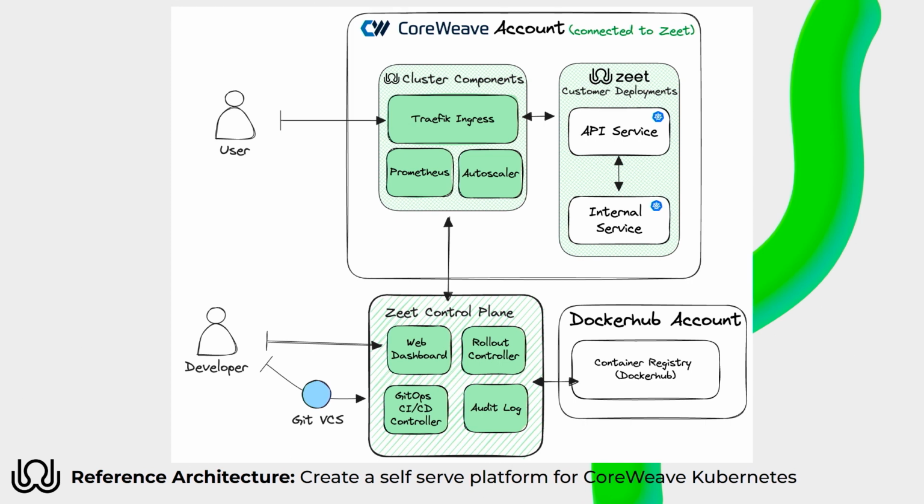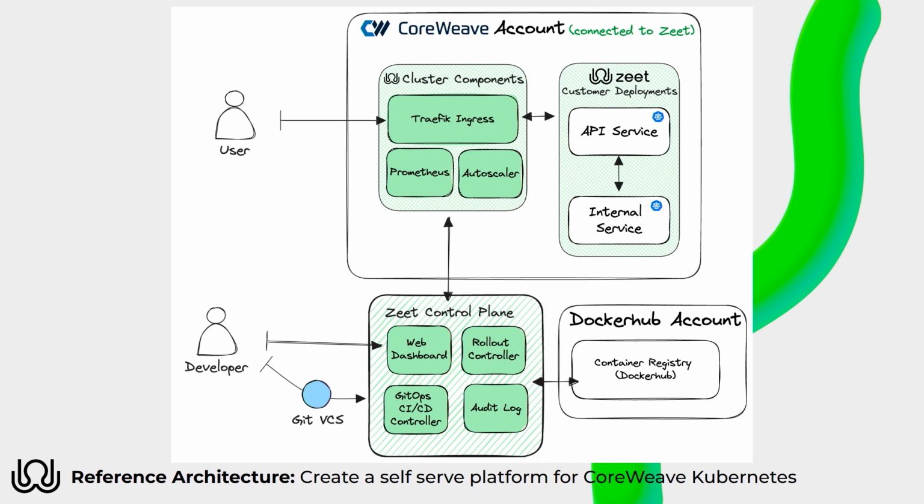To start, let's look at the CoreWeave account. At the top, we've got this big CoreWeave account with a couple of different things deployed into it. First, we're going to start with the cluster components. These are pieces that Zeet, as the developer platform, is managing automatically for our customers. They're not necessarily having to develop a deep understanding of how each of these pieces work or manage them themselves, but they get all the benefits of them. There are a couple of pieces in here. First, we've got the traffic ingress. This is handling all of the networking and routing stack, everything from internal networks to public networks, handling load balancer configuration.